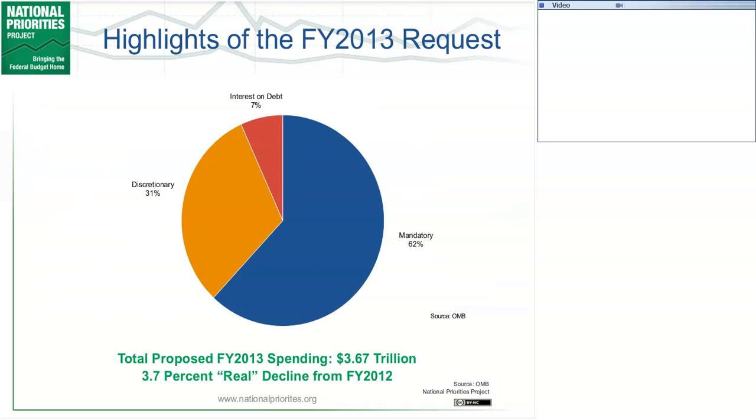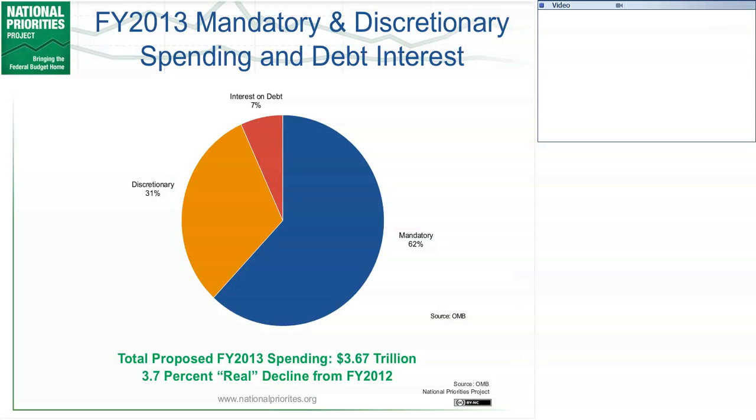So let's look at the total federal budget for fiscal 2013. Total proposed spending is roughly $3.7 trillion, and this is broken into three areas. The smallest, at 7%, is interest on the national debt. Then the largest, representing almost 2/3 of all federal spending, is mandatory spending at 62%. And the remainder, and the portion of the budget on which we'll spend most of our time focusing today, is the discretionary budget, which represents about 1/3 of total federal spending.